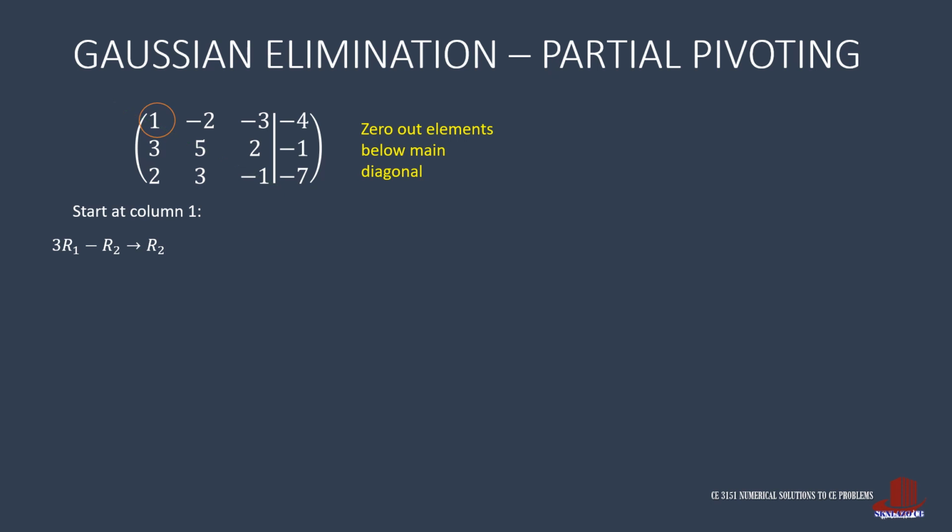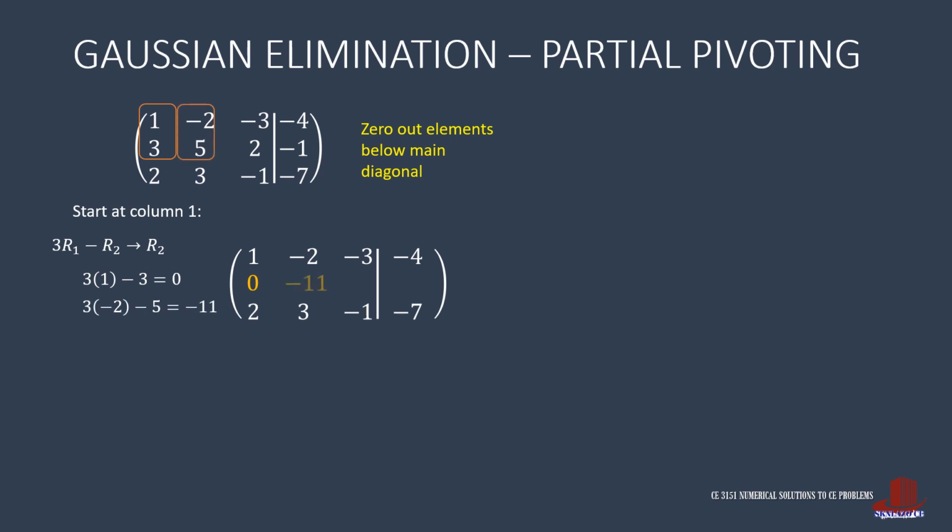Eliminate 2, 1 using row 1 through the operation thrice of row 1 minus row 2 as the new row 2. For the first elements, we have 3 times 1 minus 3, which is 0. For the second elements, there is thrice of negative 2 minus 5, which gives negative 11. The third elements have thrice of negative 3 minus 2, and that is also negative 11. Then the constants have thrice of negative 4 minus negative 1, which also gives negative 11.